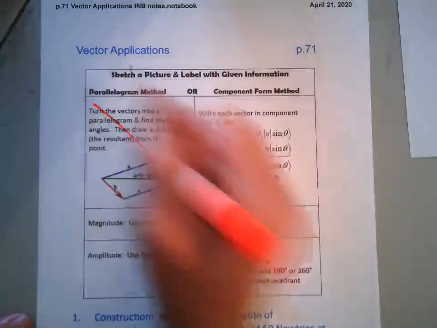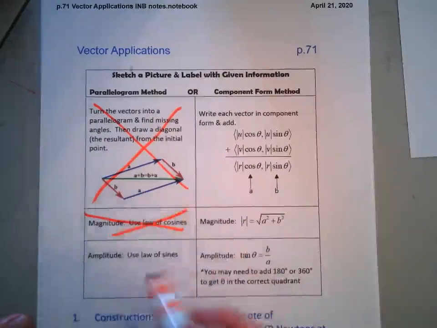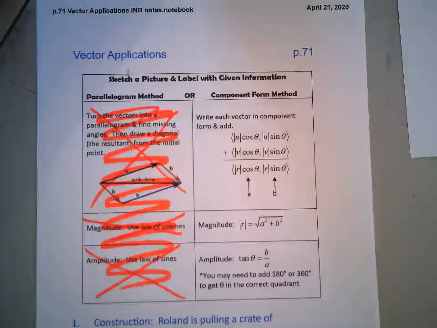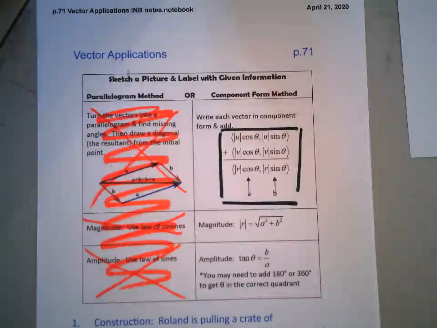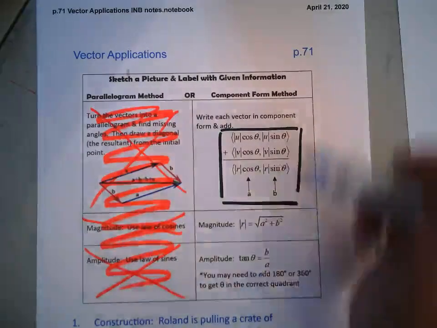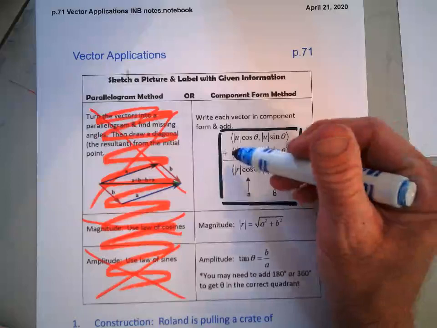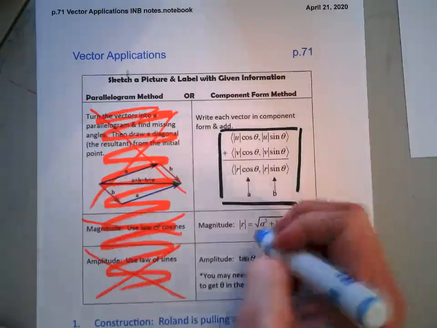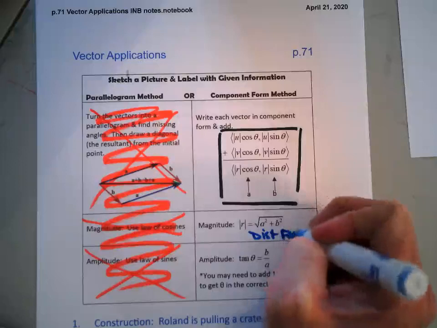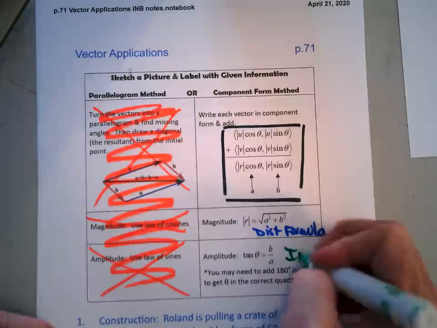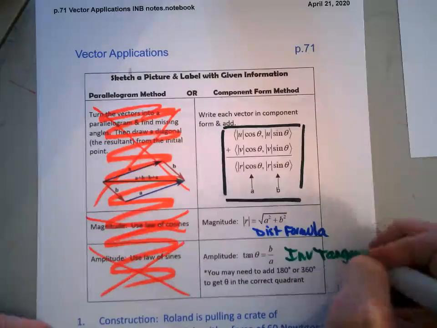I am not a fan of the parallelogram method at all. So you will see me sticking to what's called the component form method, right here. Okay, this is the component form. So we'll be using basic calculation of sine and addition, and then we'll be doing some distance formula right here, and a little inverse tangent down here.